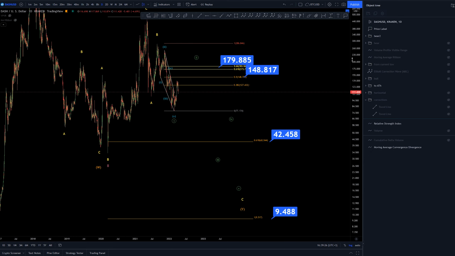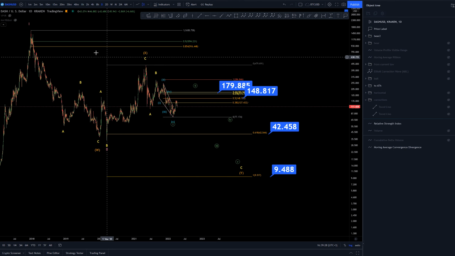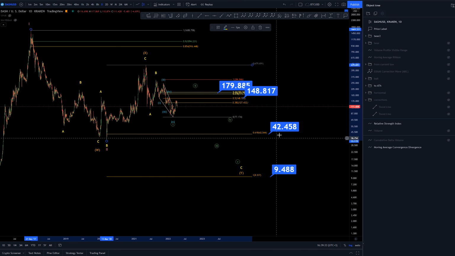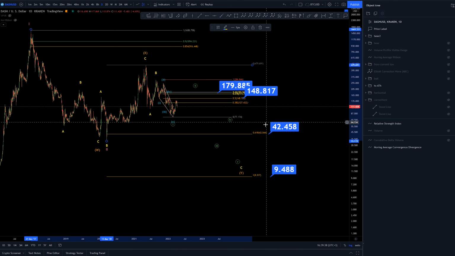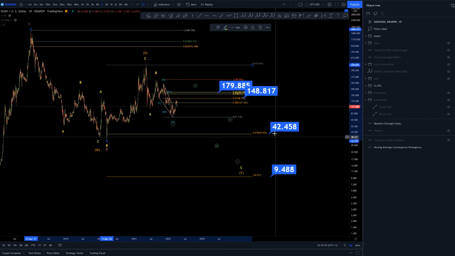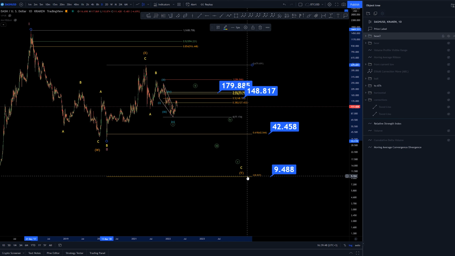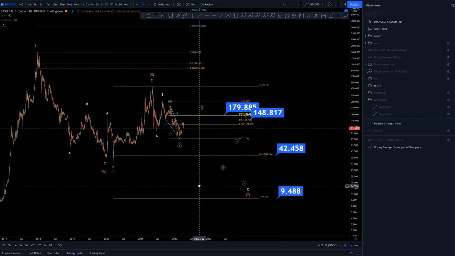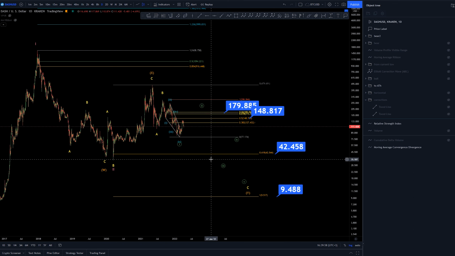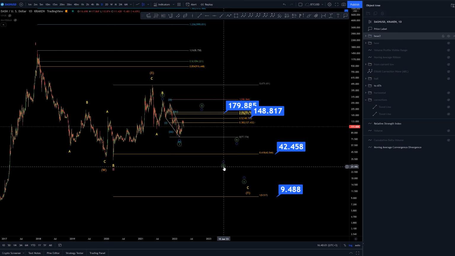Without looking too much into the wave structure of this count, overall with the intermediate calculations we can see that the 0.618 extension is around $42, and the 1-to-1 extension is around $9. This is a massive gap here, but that's just the way things go with the logarithmic chart. Instead of using these numbers, we should be looking into this wave count that would be presenting itself on the smaller time frame.